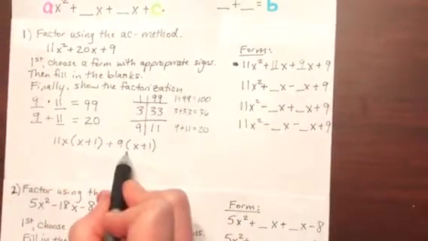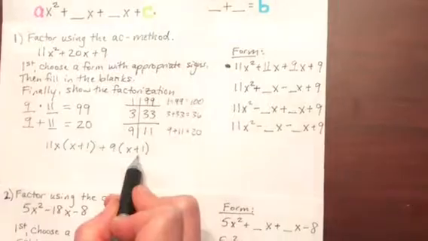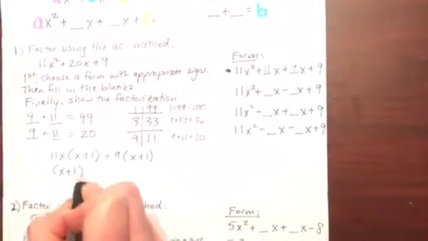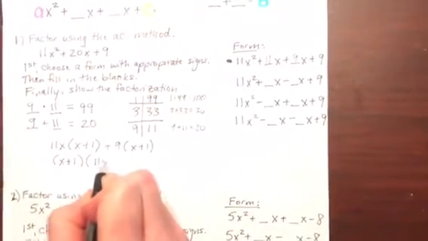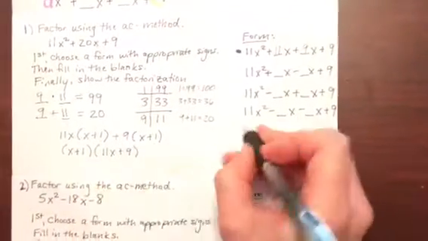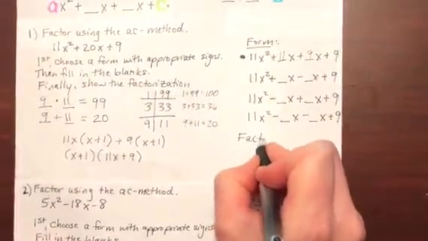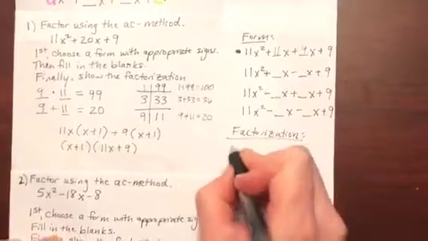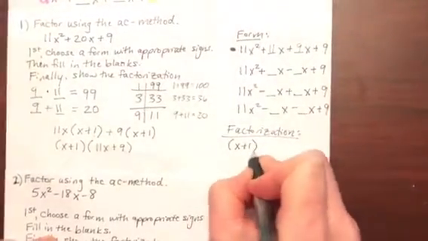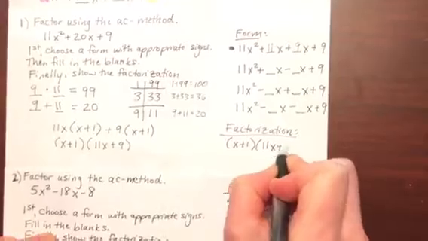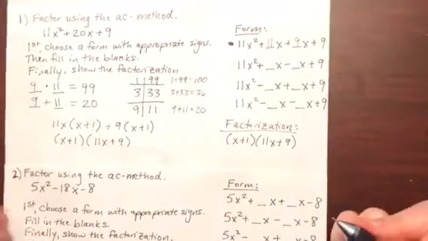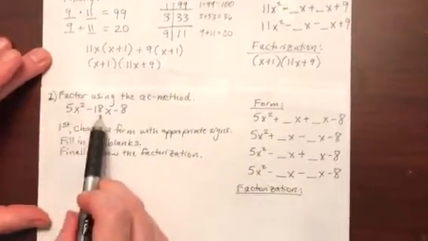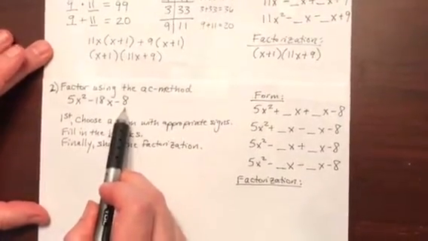And then each of these parts of the sum has an x plus 1, so we can factor out the x plus 1, and that would leave us with 11x plus 9. And so that is our factorization in this case. And so on ALEX, you would enter the factorization x plus 1 times 11x plus 9. All right, let's look at a second example. Factor using the AC method, 5x squared minus 18x minus 8.